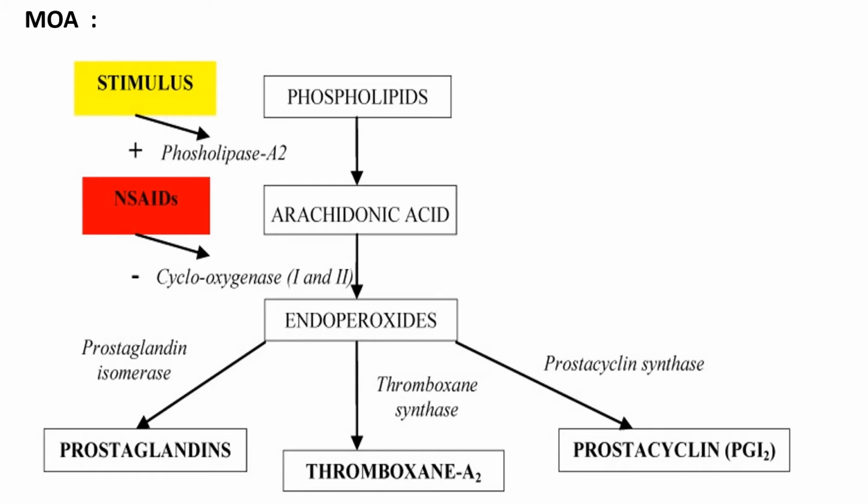Now look, phospholipids in the membrane release arachidonic acid, and with the help of cyclooxygenase 1 and 2, endoperoxide is released. From the endoperoxide, prostaglandins are formed with the help of prostaglandin isomerase, thromboxane is formed with the help of thromboxane synthase, and prostacyclin with the help of prostacyclin synthase. Then NSAIDs act on these cyclooxygenase enzymes and inhibit the synthesis of prostaglandins.